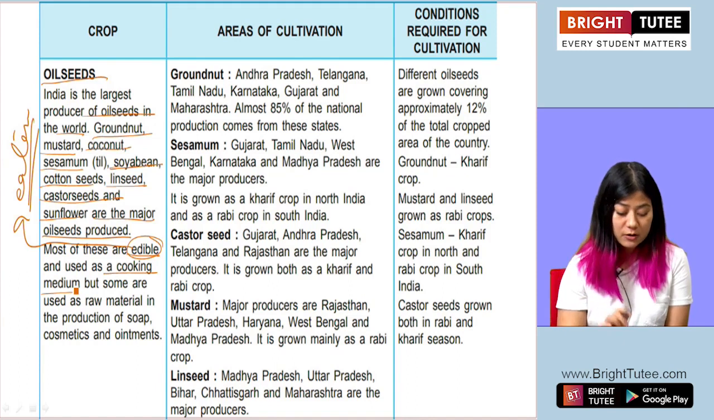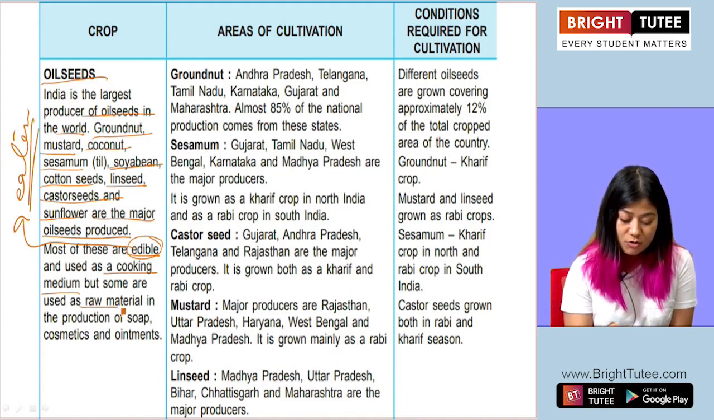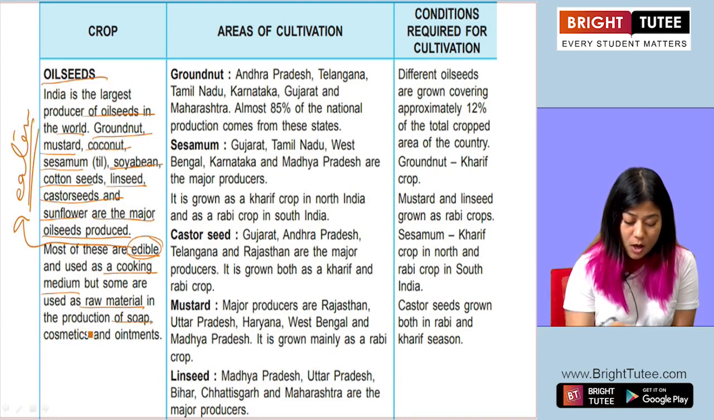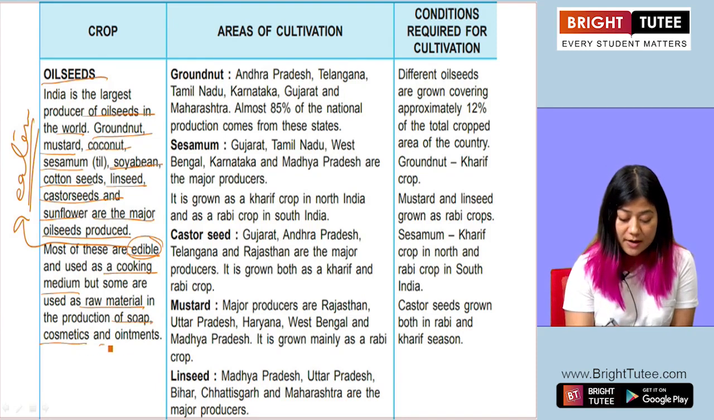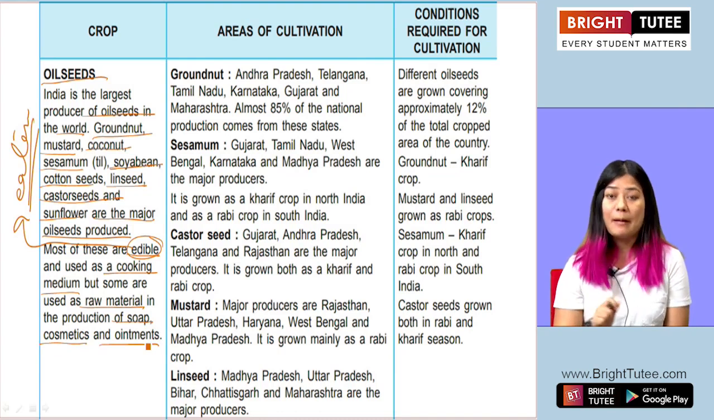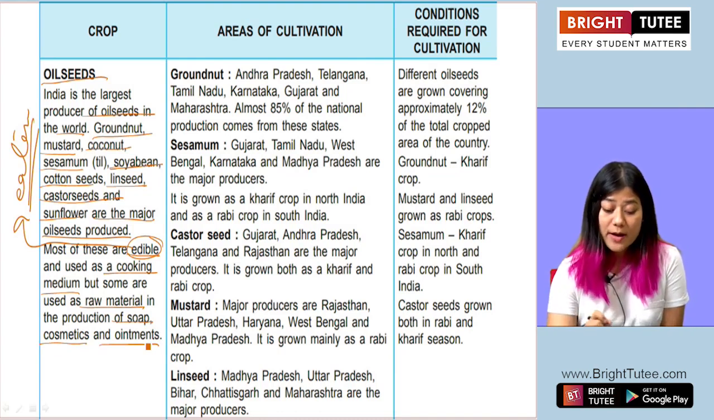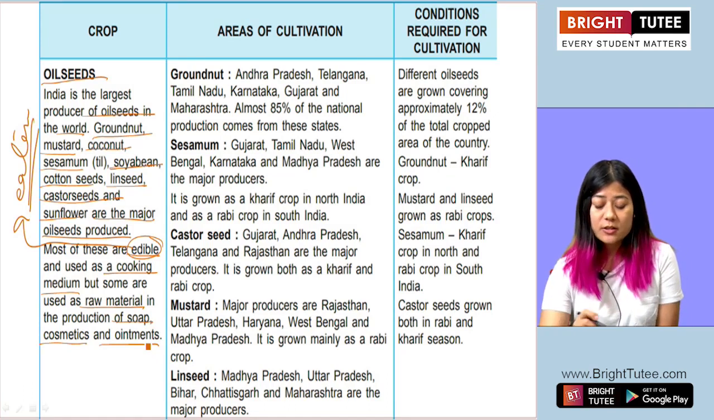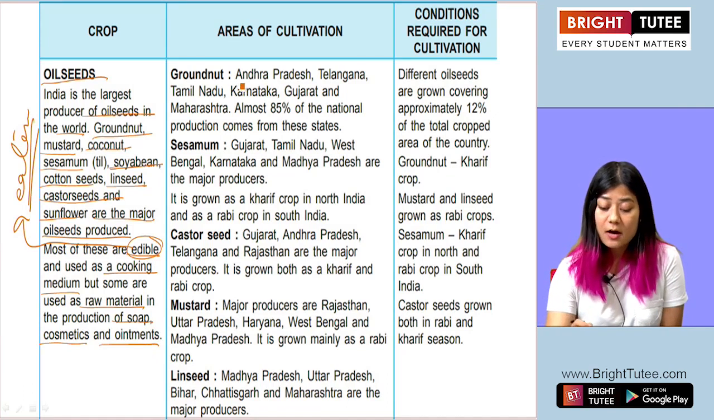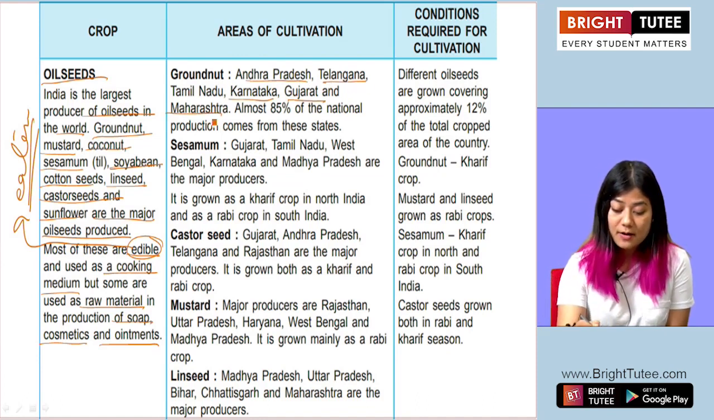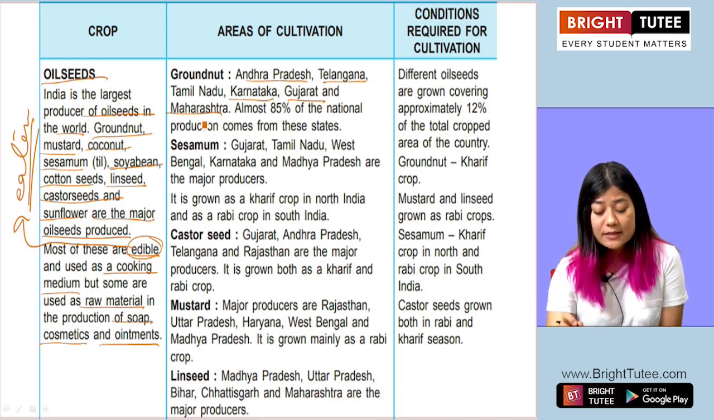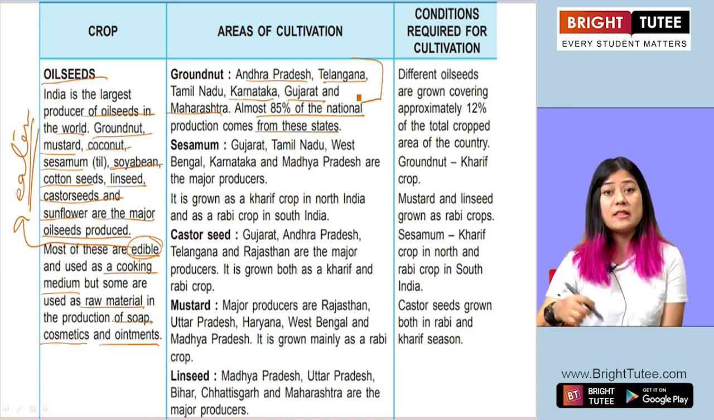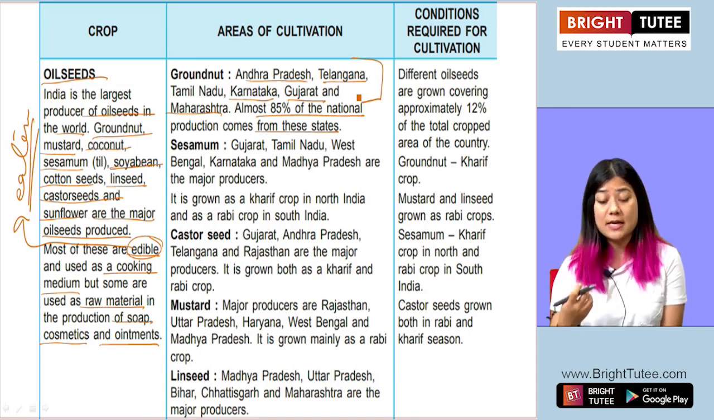They are used for cooking, but some of them are used as raw materials for the production of soap, cosmetics, shampoos, etc. and ointments, some medicine, balm. Now let's see where groundnut is cultivated. So the states where groundnut is cultivated are Andhra Pradesh, Telangana, Tamil Nadu, Karnataka, Gujarat and Maharashtra. Almost 85% of the national production of groundnut comes from these states. So you see these states play a major role in the overall production of groundnut in our country.